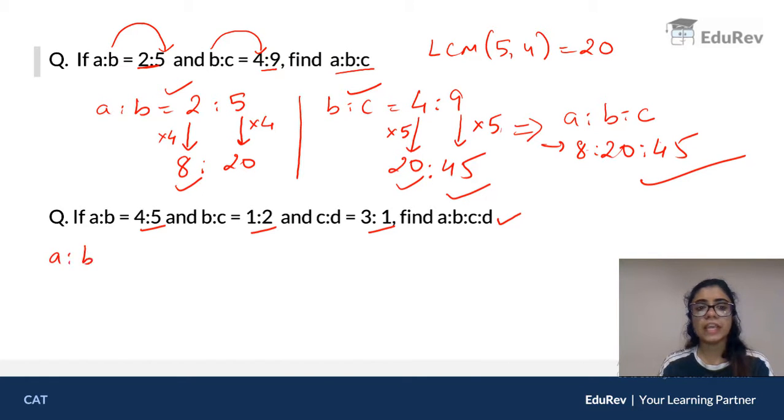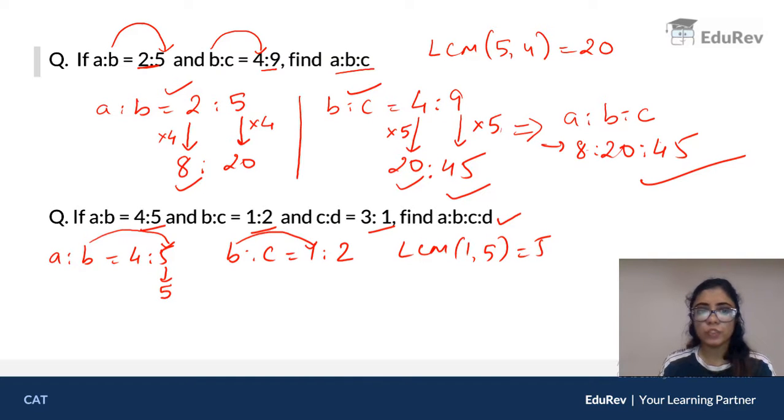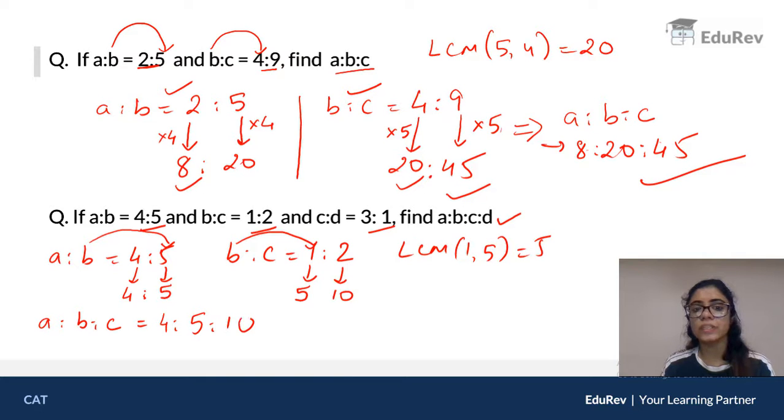See, first of all, A is to B is 4 is to 5 and B is to C is 1 is to 2. Okay? The common term is B. B represents 5 here and B represents 1 here. So LCM of 1 and 5 will be 5. Okay? So I have to keep this a 5 only. So this will be 4 only. So A is to B is 4 is to 5. But I have to make this a 5. If 1 means 5, 2 will become 10. Okay? 2 will become 10. So if I ask you what is A is to B is to C, it is 4 is to 5 is to 10. Okay?